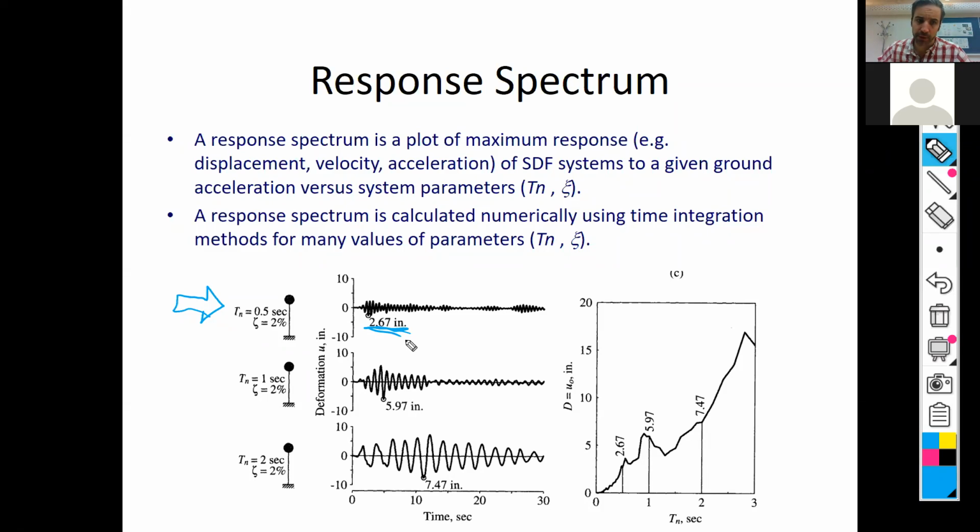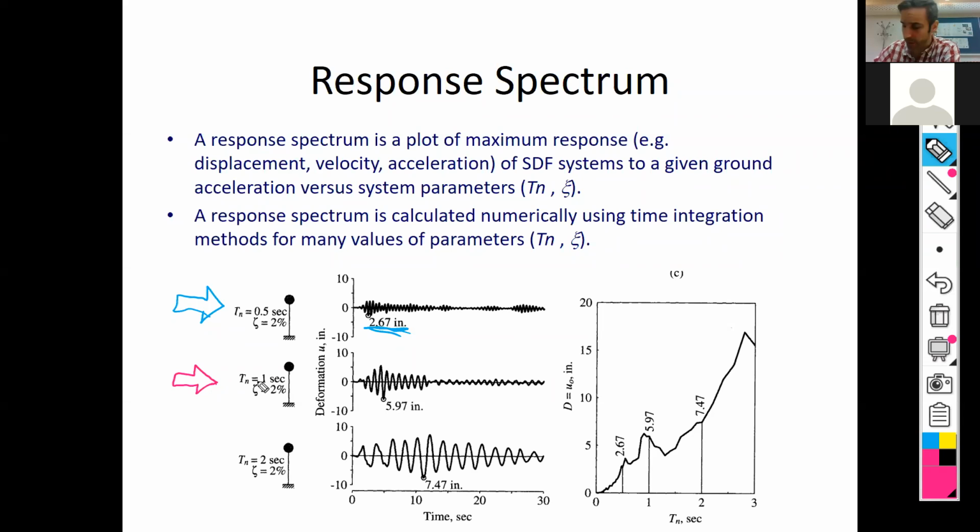But then we can ask ourselves, well, what would happen to a slightly different structure? What would happen, for example, if we had a structure that has the same damping ratio, but a slightly different natural period of vibration, okay? So before we had a period of vibration of half a second. That means a natural frequency of 2 hertz. And now we have a period of vibration of 1 second, which means a natural frequency of 1 hertz.